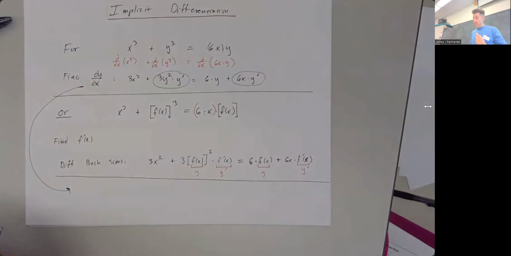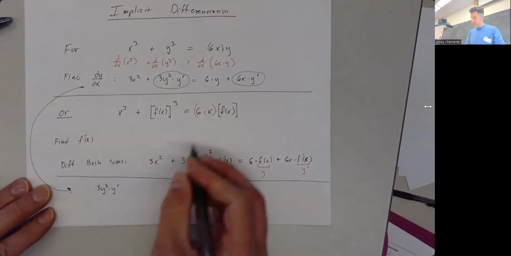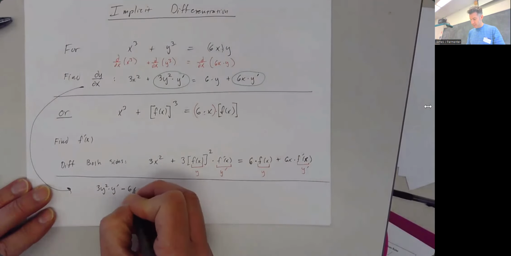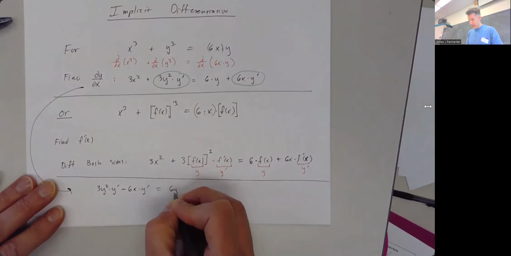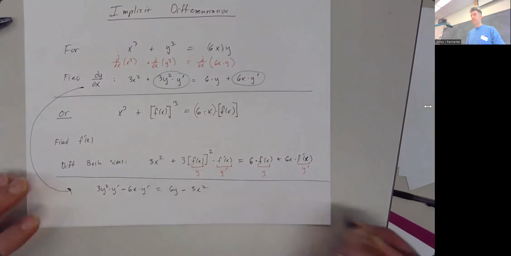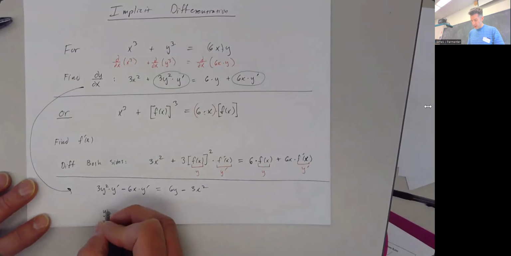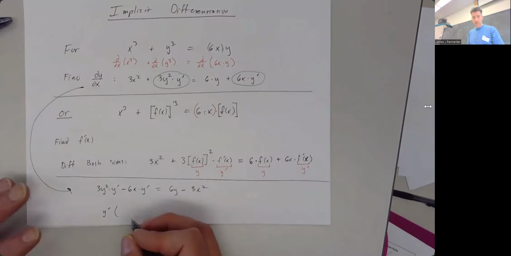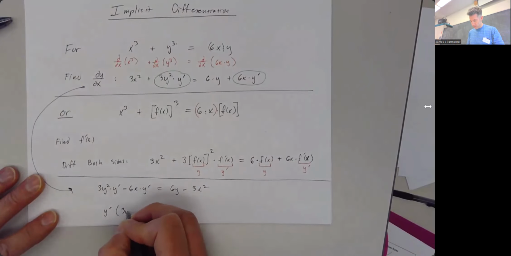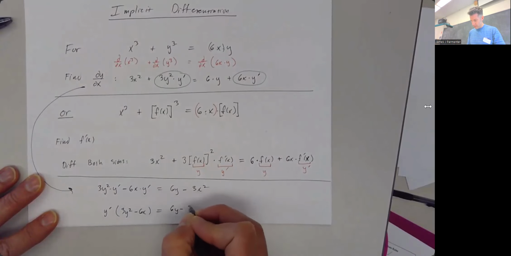So all my y prime terms on one side, so I have a 3y squared times y prime minus a 6x times y prime. And all the other terms on the other side. So on the other side, I'm going to have a 6y minus 3x squared. And then we factor out a y prime. That's why we brought all the y primes to one side, so we could factor one out. So you have y prime times 3y squared minus 6x equal to 6y minus 3x squared.